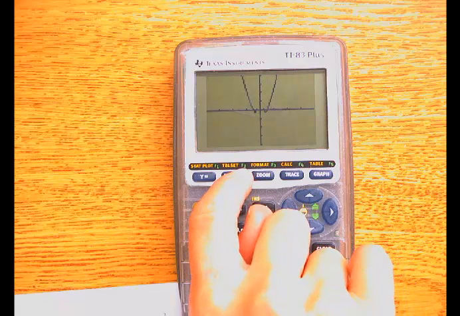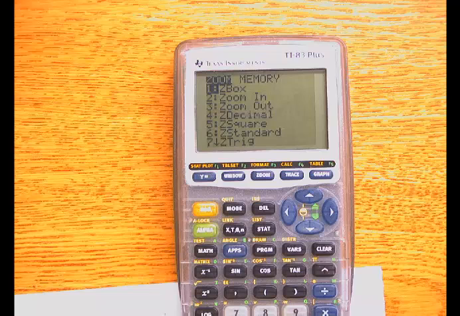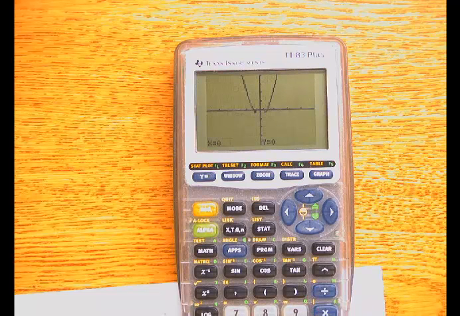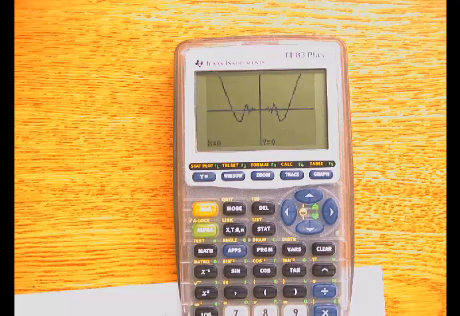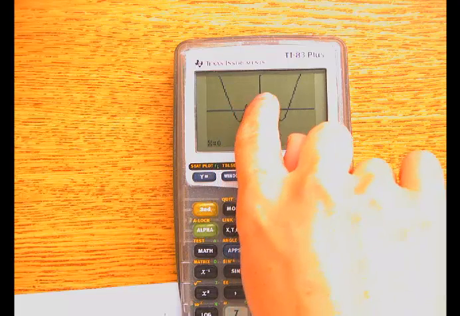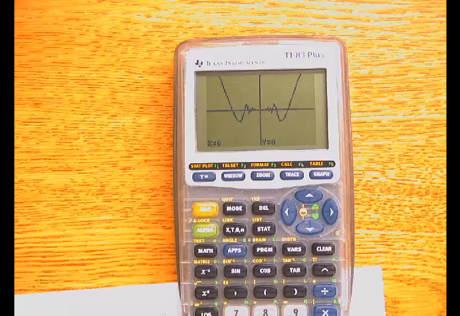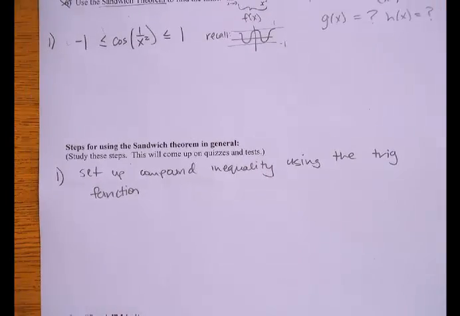And if I zoomed in a little bit, then I could maybe see more of that oscillation going on. So you can see a little bit more how it oscillates here. And it looks like it's being sandwiched by something. What we have to do is figure out what it's being sandwiched by. So we start by just taking the trig part and putting it between 1 and negative 1.